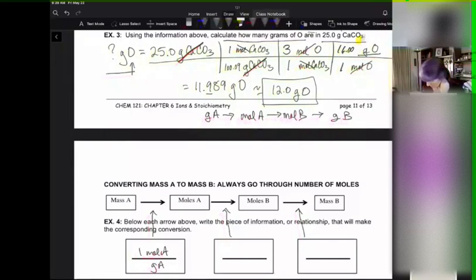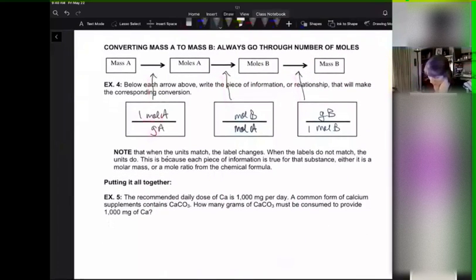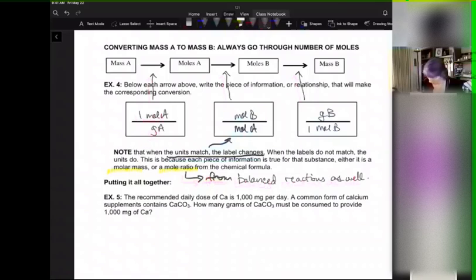On this one, I'm going to go from moles of A to moles of B. That's a mole-mole relationship. And then on this one, I'm going to go from moles of B to grams of B. So notice when the units match, you change the labels, and that's going to be your mole-mole relationship. Our factors are going to be a molar mass or a mole ratio. In this case, it's from the chemical formula, but we're going to find out that we can get those from balanced reactions as well. All right, so let's get started here.